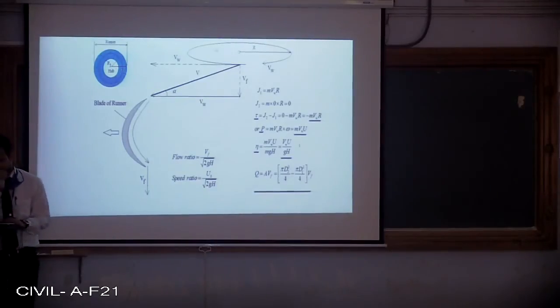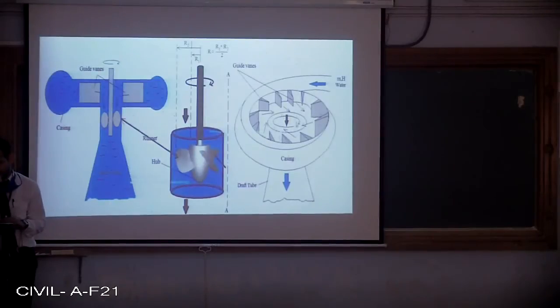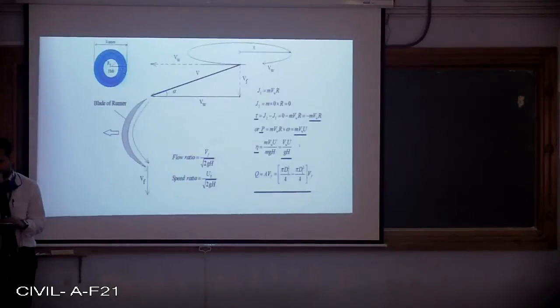Initially water is entering towards the blade in rotational fashion, but finally when it leaves the blade, it only has axial velocity, there is no Vw. Now initially, with what angular momentum is water going to interact with the blade? You know that angular momentum is given by mvr, where m is the mass of the rotating water.